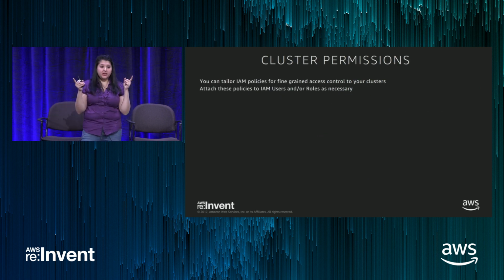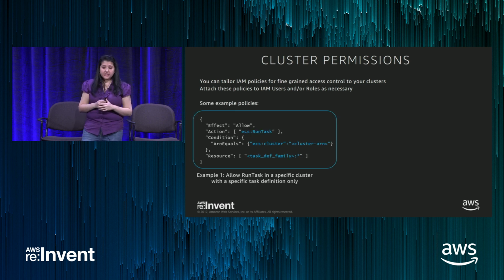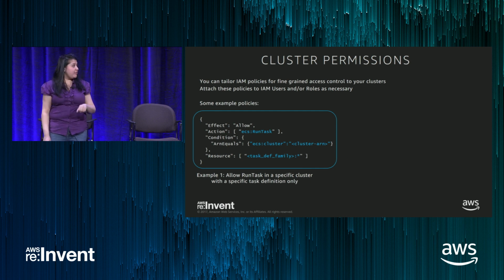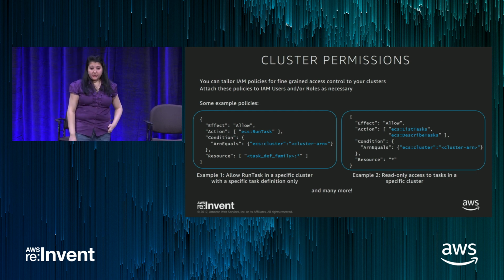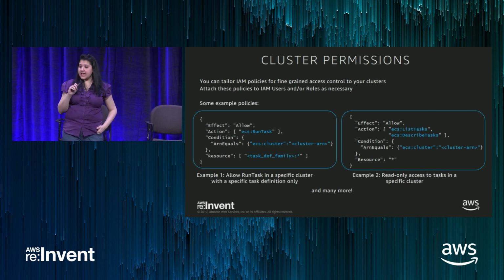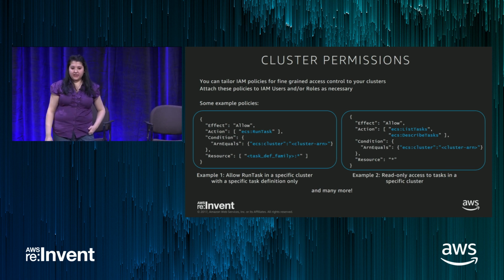So cluster permissions, allowing specific actors to do specific actions within a cluster. And here is an example policy. This is an IAM policy format that is essentially saying only allow RunTask API action against that specific cluster and that specific task definition family. Or here is another IAM policy that you may author, and this is a read-only policy that says only allow ListTasks and DescribeTasks against that specific cluster.